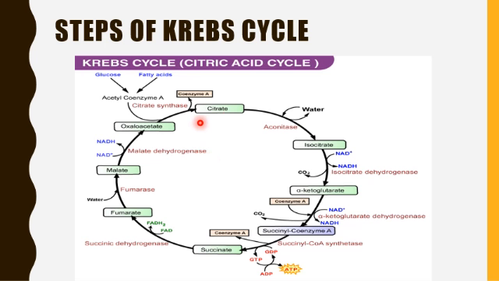So in this cycle you can see at 3 steps the reduction or dehydrogenation takes place, which is received by NAD to form the NADH2, and in one reaction FAD is reduced to form the FADH2, and there is only one reaction where the direct synthesis of ATP takes place. So this is a very important cycle in which we get a maximum of the ATPs.